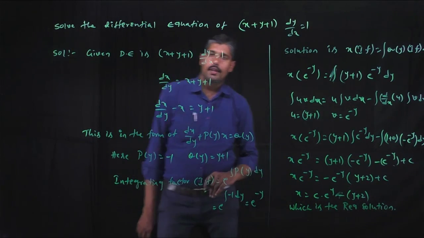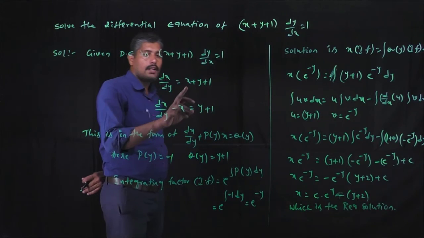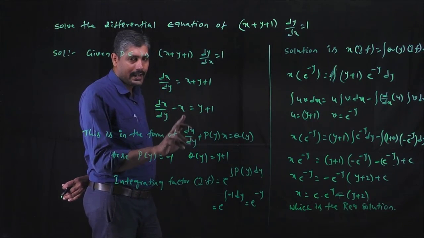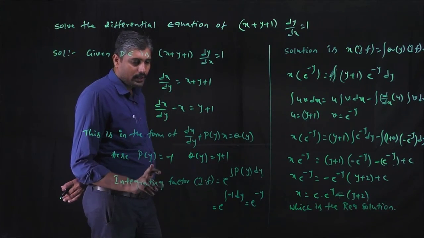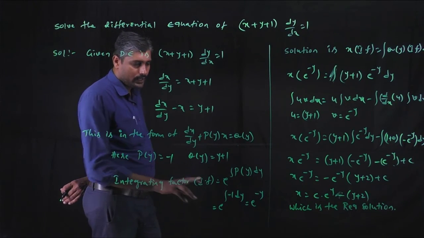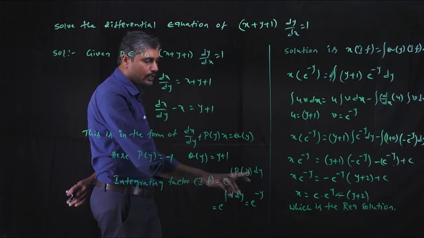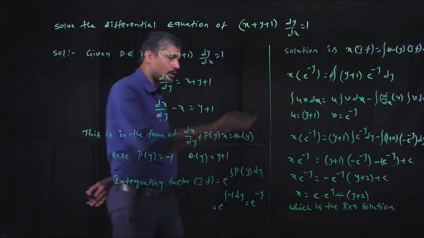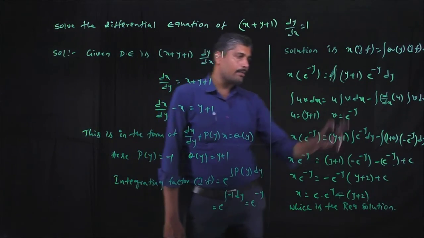Okay, right, first check, this is a linear differential equation in x. That's why we take p of y equal to minus 1, q of y equal to y plus 1. Integrating factor is e power integral p of y dy. Then solution, right, by using by parts here.